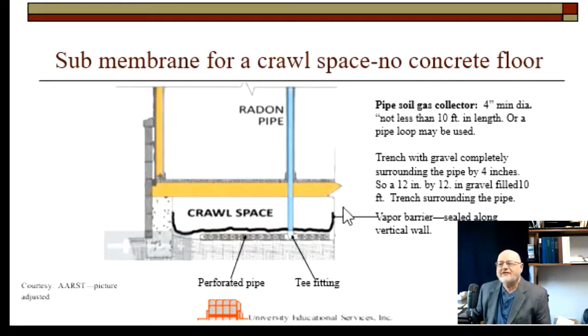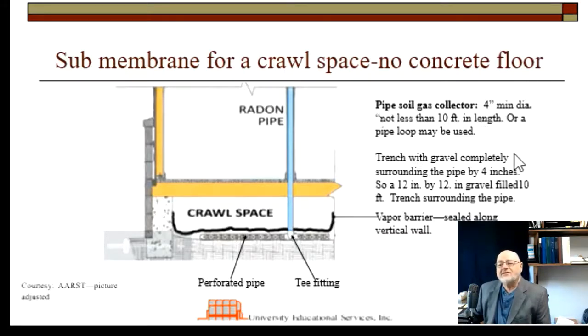So what we're going to have here is pipe, and you're going to call the pipe the soil gas collector, and the pipe's got to be 4 inches minimum diameter, and all the pipes we've seen so far are 4-inch diameter pipes. Not less than 10 feet in length. So you have a total length of pipe of at least 10 feet, and really the longer the better.